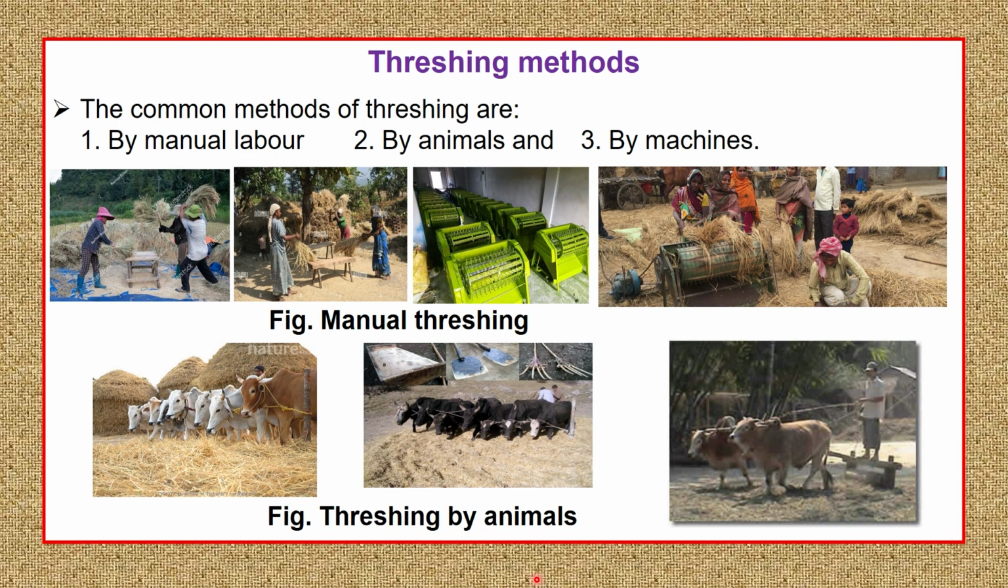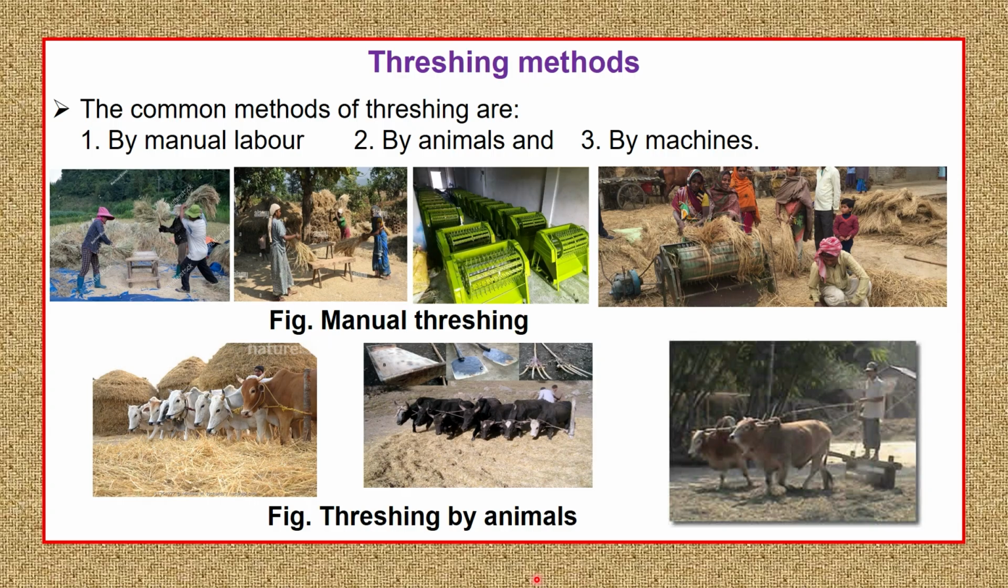So threshing is done in different ways. There are three methods followed for threshing of crop. The first, a very primitive method, is threshing by manual labor, another one is threshing by animals, and the third is threshing by using machines. These are the three methods of threshing the crop.